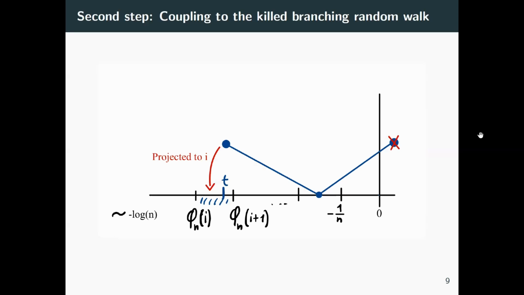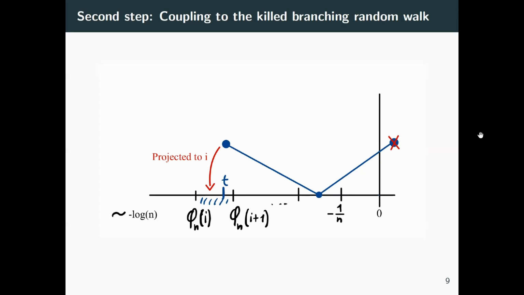The killed branching random walk could look like this. We start with a particle here. This would be log u. If a particle gets above 0, it gets killed. If it goes below or stays in the negative half line, it could look like this, and it has position t. And the coupling is defined as follows. I want to project the particle with position t to the label i if the position t is between this map phi_n of i and phi_n of i plus 1. So this maps every particle with a certain position to a label between 1 and n.